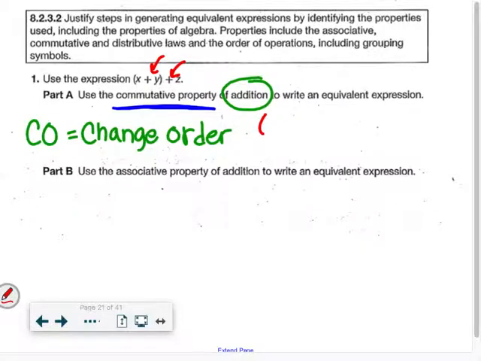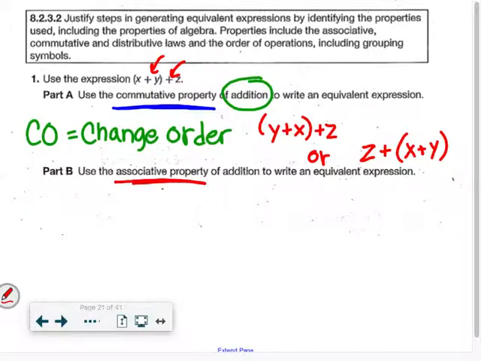So the first one, I'm going to change the order of what's being added in parentheses, and it would look like this. Or if I instead switch the order of the addition outside of the parentheses, then it would look like this. So either one of these would be correct in using the commutative property to rewrite an equivalent expression. So changing the order of two things, two quantities that are being added together.